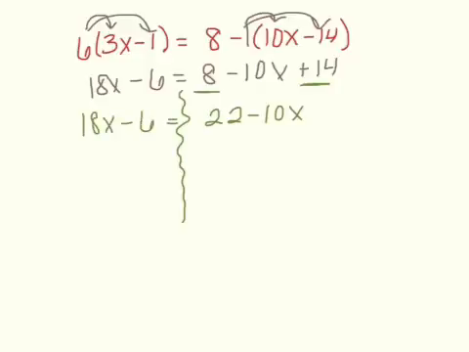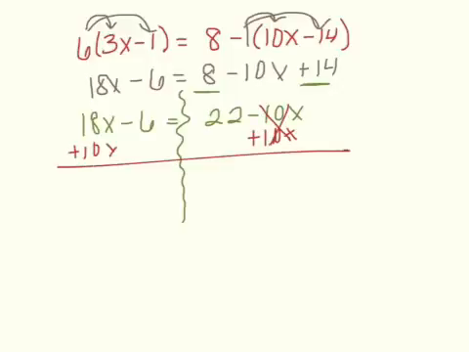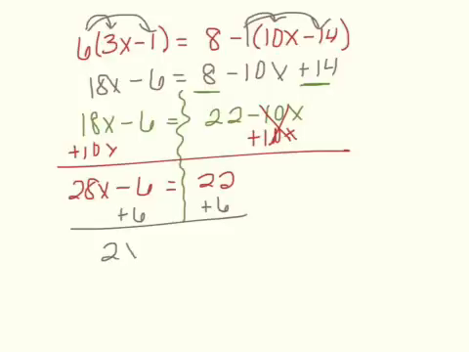All right, next, I am going to get all the x's on one side, so I'm going to add 10x to both sides. When I do that, that cancels there, and I'm left with 28x minus 6 equals 22. My next step is I'm going to get all my numbers on the other side, so I'm going to add 6 to both sides. So I have 28x equals 28.